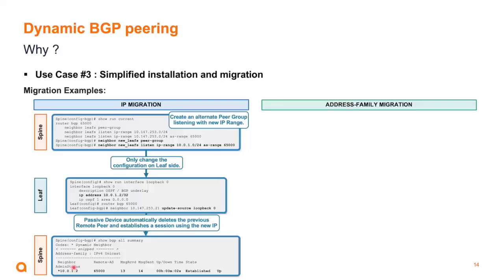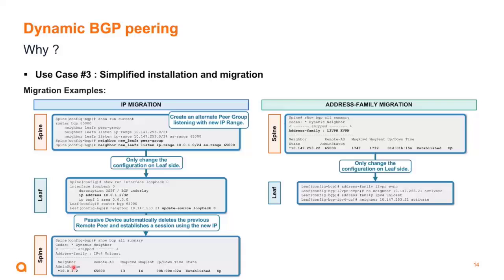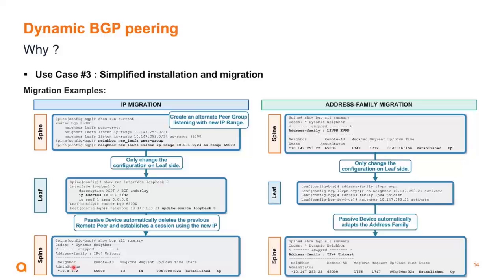The second example is about address family migration. So we don't have anything to do on the listener side. We just need to make the change on the leaf side, so on the active side, by activating the listener on the new address family. And the listener will automatically adapt its peering, as you can see here, based on the information found in the open packet.